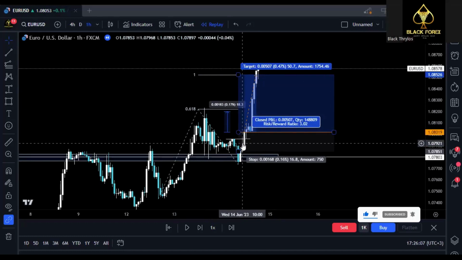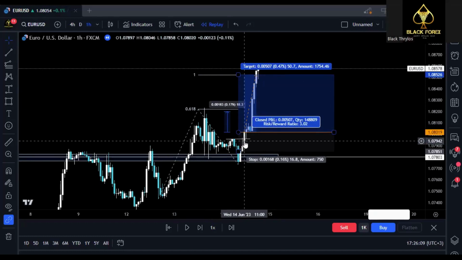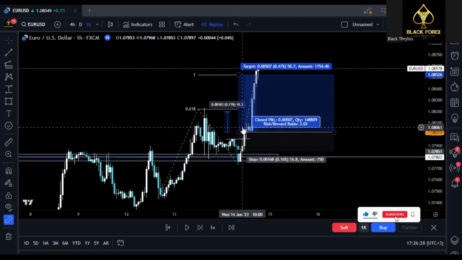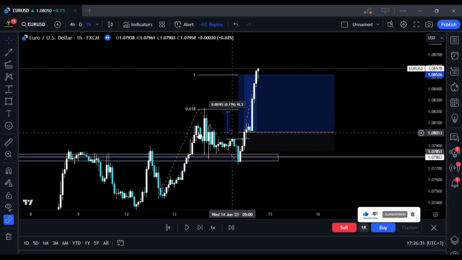This trade was on Wednesday, 14th June. It looks like we didn't take this trade. The trade that we took was on June 13th, and we closed it at 4R, and then on the 15th again we took another trade. So let's look at these 2 trades on the 13th and 15th. Right now we are already on the 14th, so let's look at the 13th.